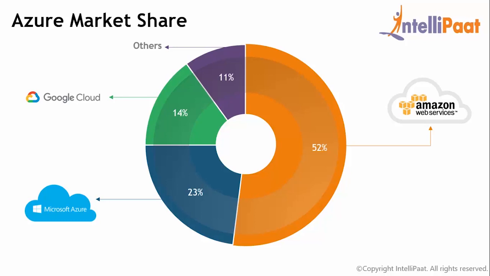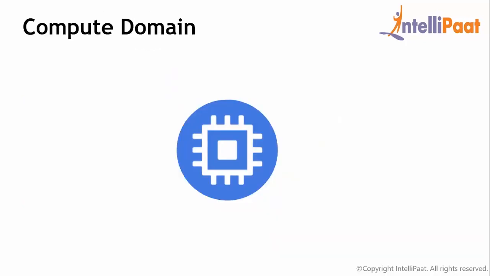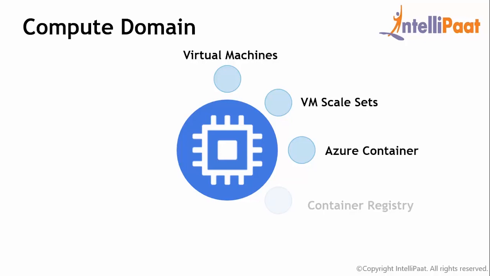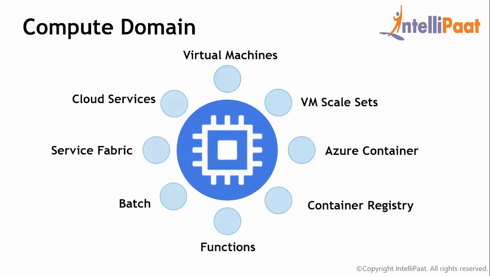So now let us see the different domains in Microsoft Azure. The first one is compute, and it is used to process data on the cloud by making use of powerful processes which serve multiple instances at one time. And it includes virtual machines, VM scale sets, Azure Container, Container Registry, Functions, Batch, Service Fabric, and Cloud Services.